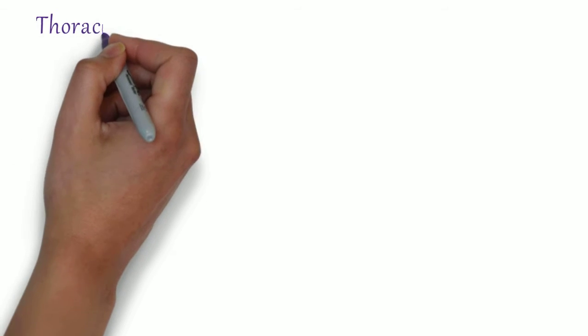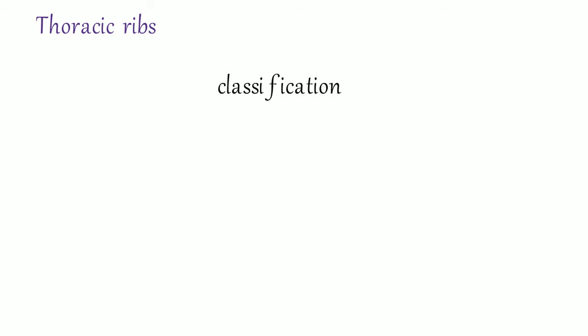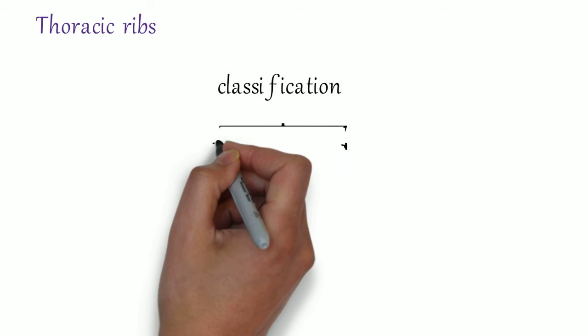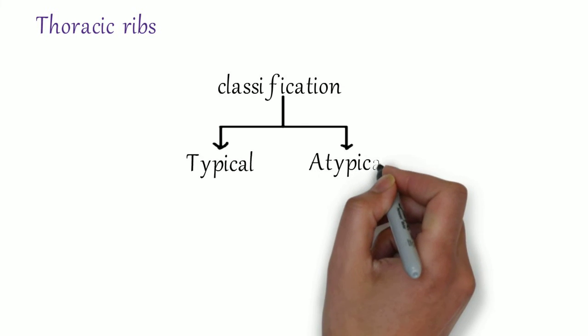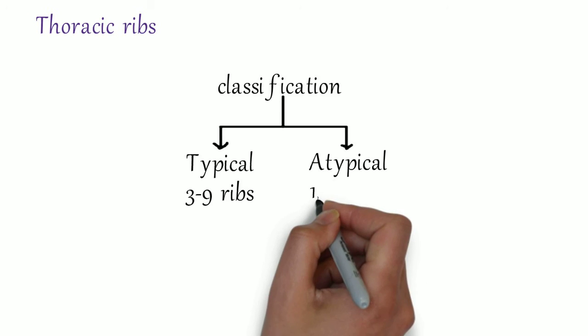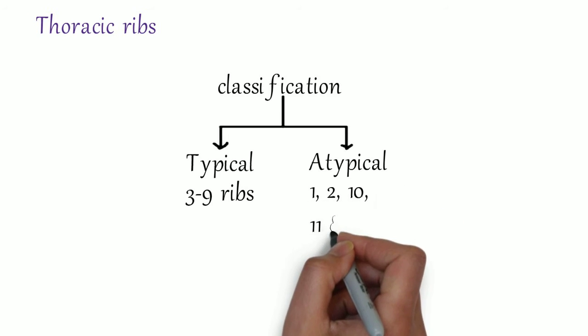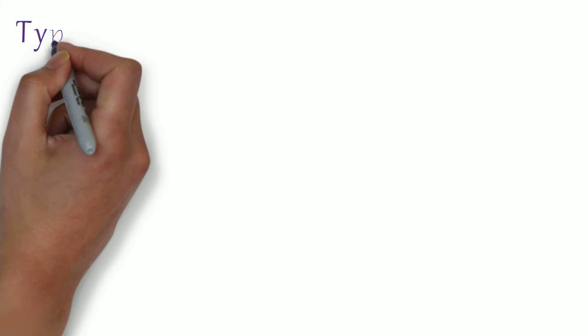Now let's see the classification of ribs. Thoracic ribs are classified into two types: typical and atypical. Typical are 3 to 9 ribs. Atypical are 1, 2, 10, 11 and 12 ribs. Now let's start with the typical rib.